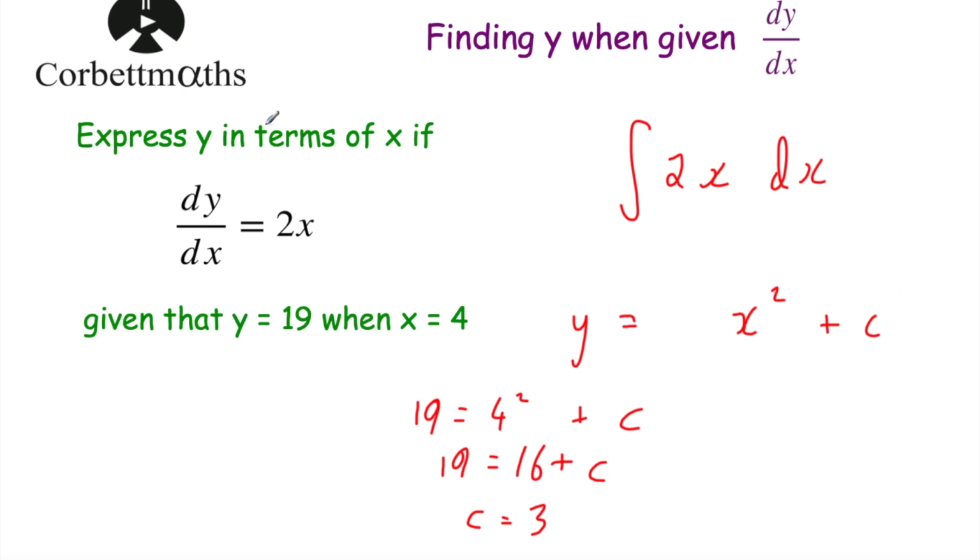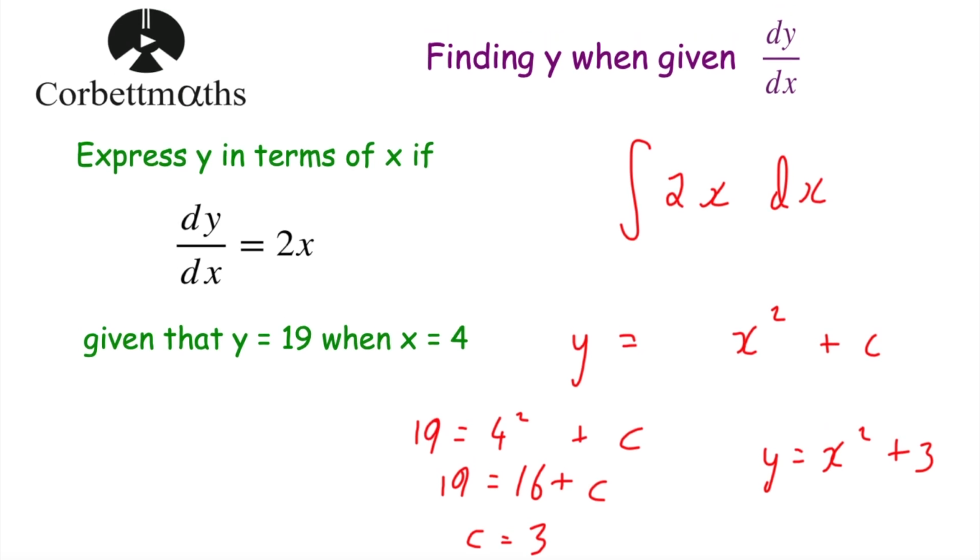So we've been asked to express y in terms of x if the gradient function is equal to 2x, and given that y is equal to 19 whenever x is equal to 4, that means the answer would be y is equal to x squared plus 3. And that's it. And you can check your answer. If you differentiate this, you get 2x. And if you substitute these values into the equation of the curve, you get that 4 squared is 16 plus 3 is equal to 19. So you get that y is equal to 19. So we've expressed y in terms of x.